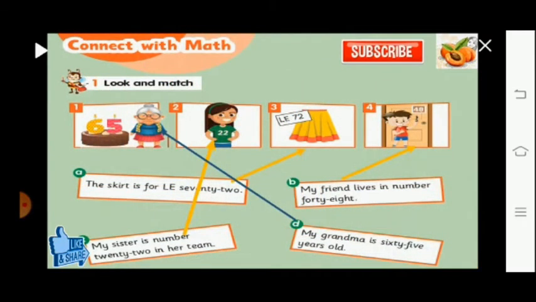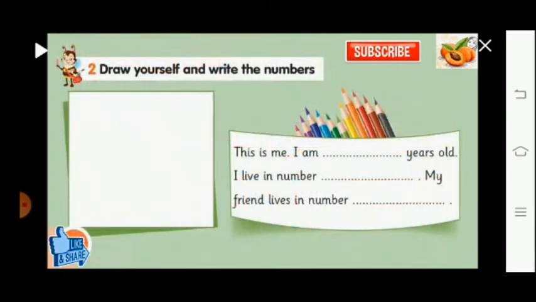Connect with math. Look and match. 1. My grandma is 65 years old. 2. My sister is number 22 in her team. 3. The skirt is for 72 pounds. 4. My friend lives in number 48.